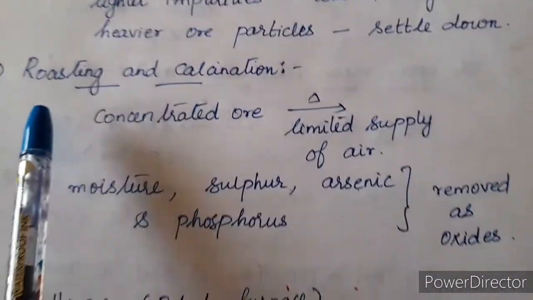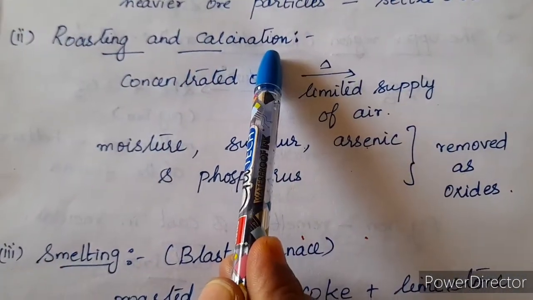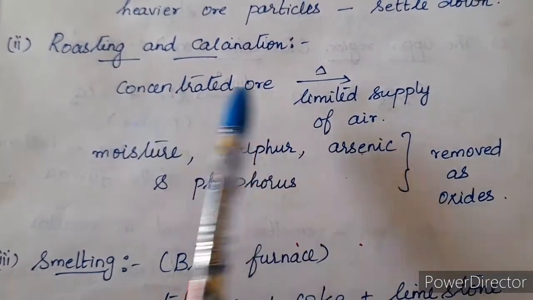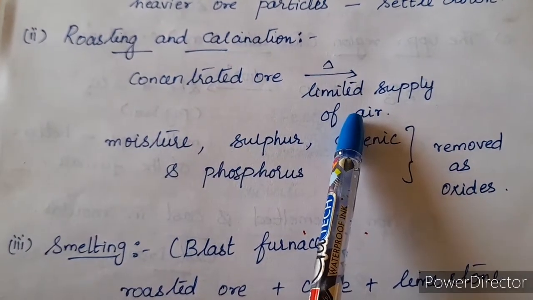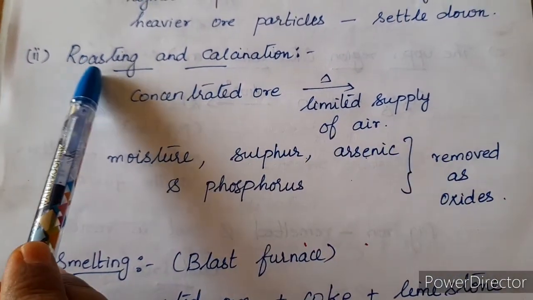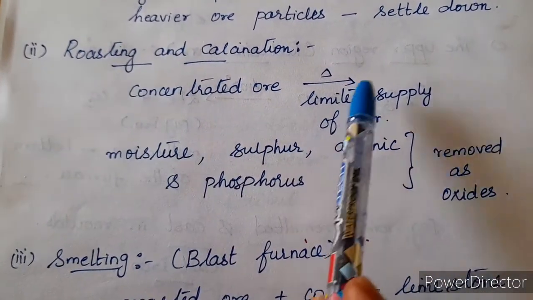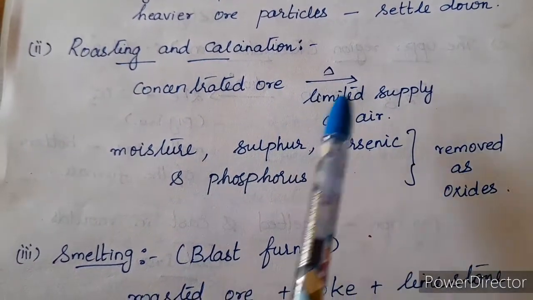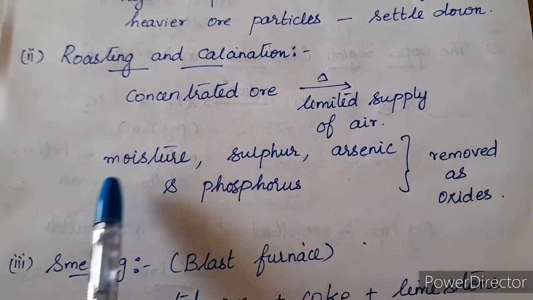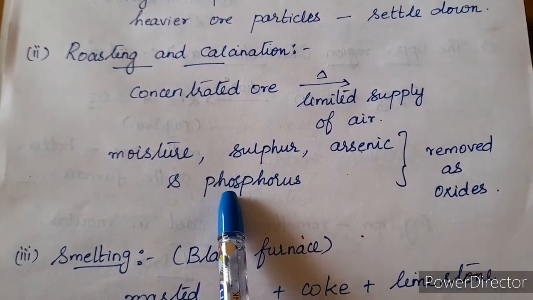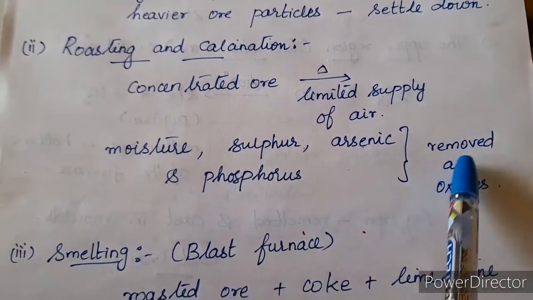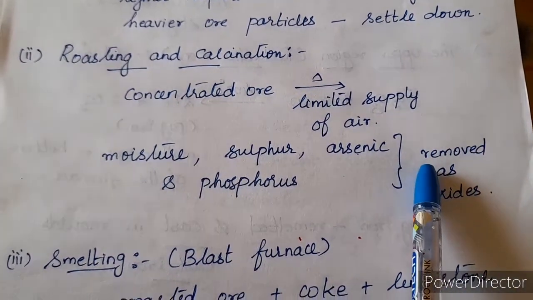The next one is the roasting and calcination process. Here the concentrated ore is heated in a limited supply of air. Roasting is always heating in the presence of air, and here it is a limited supply of air. When it is heated in a limited supply of air, the moisture, if any, and the sulfur, arsenic and phosphorus present in the ore are removed as oxides.